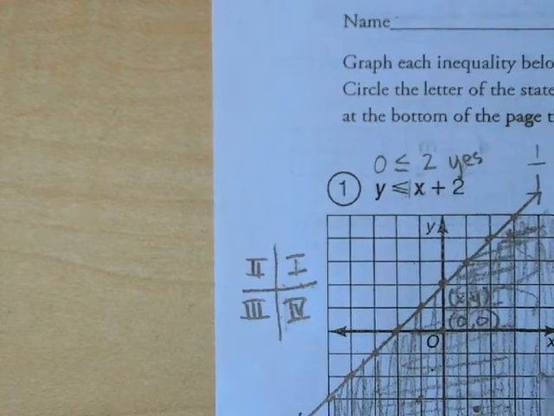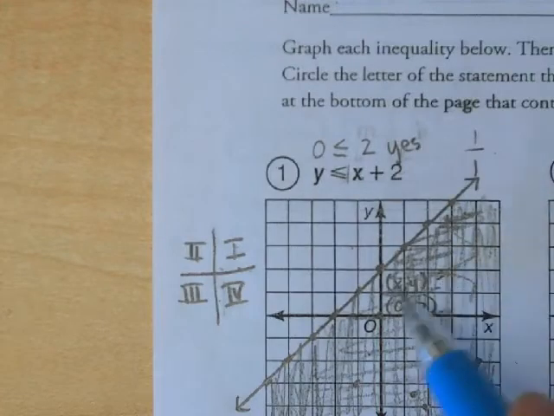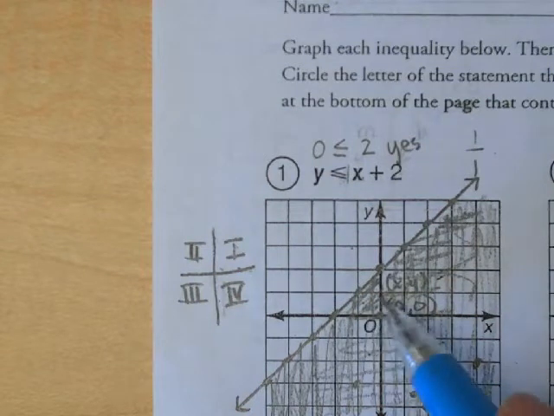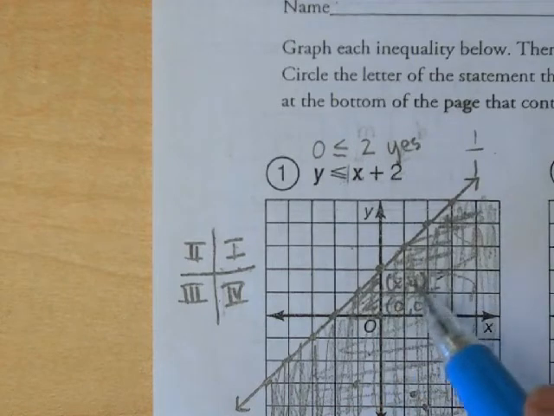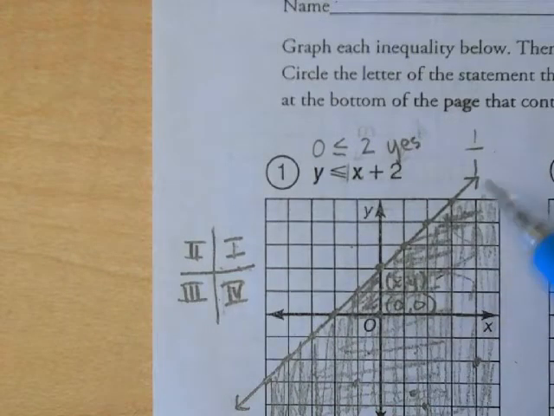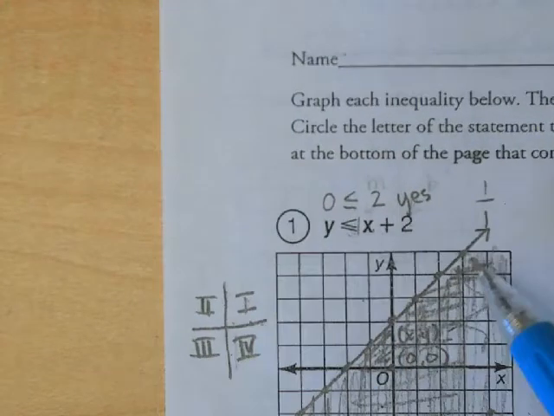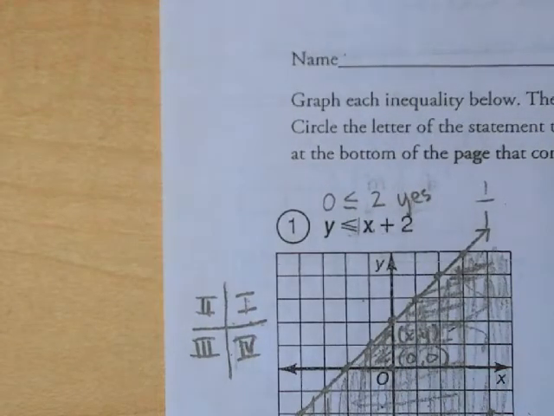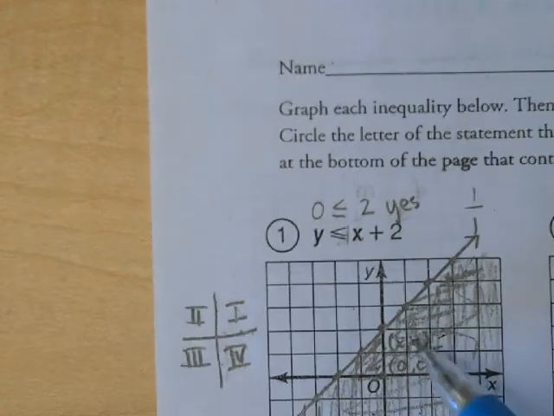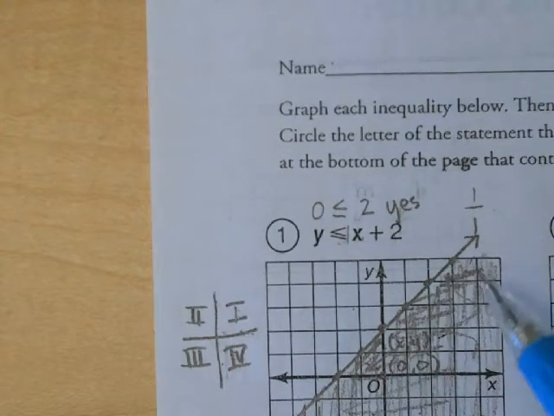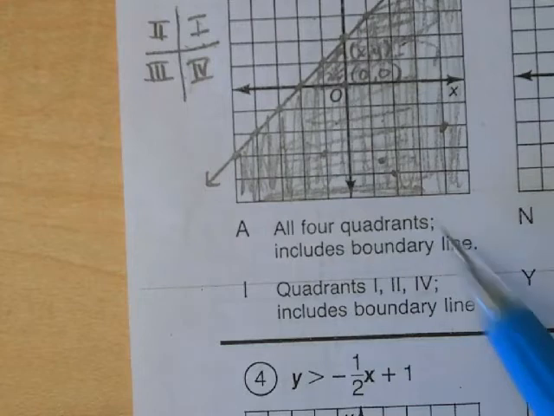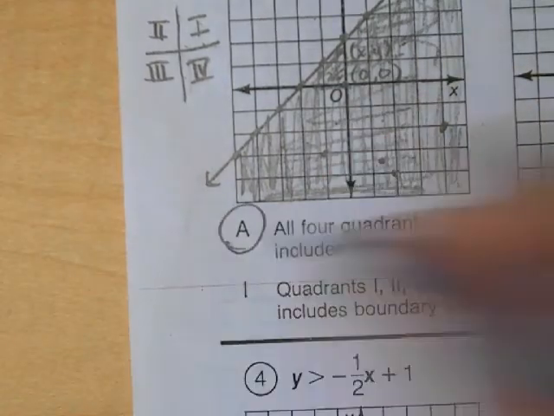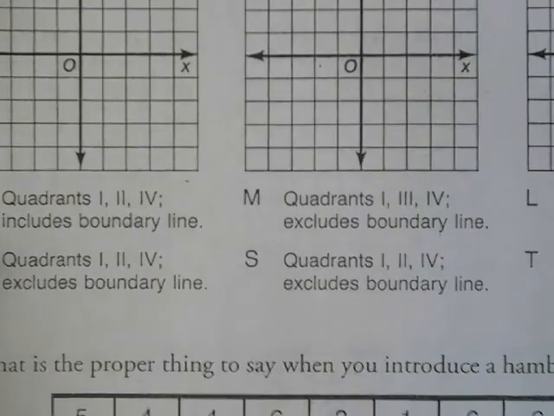Okay, so there's some solutions in quadrant 1. There's solutions in quadrant 2, and actually sometimes people go, oh, there's just a couple in quadrant 2. There are actually infinite solutions in there. So some are in 1, 2, 3, and 4. And because it's got little equals, any point on that line would also be a solution. So my solutions are in all 4 quadrants, and they include the boundary line. That's my solution. Okay, so box 1, I'm going to put an A.